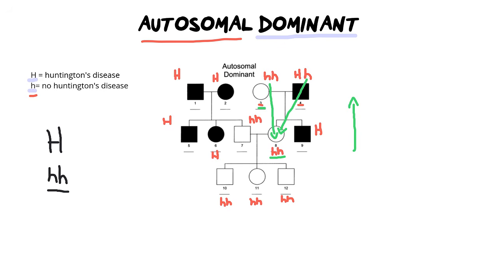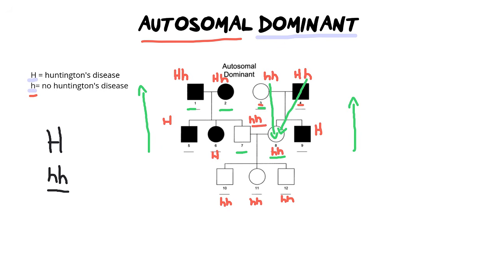But let's figure out what 1, 2, 5, 6, and 9 are as well. If we look over at 1 and 2, the key here is yet again to look at their children and work backwards. You'll notice they produce an individual who doesn't have the disorder. Now, the only way that that's possible is if the two parents before them also carry two lowercase h's. It's the only way that you can get this kind of combination. They've also produced individual 5 and 6, but they have the disorder.